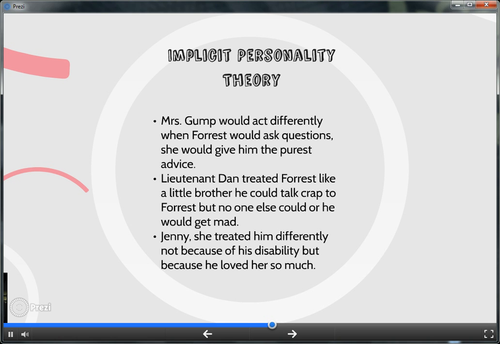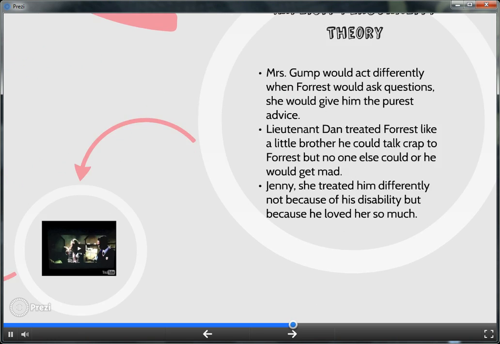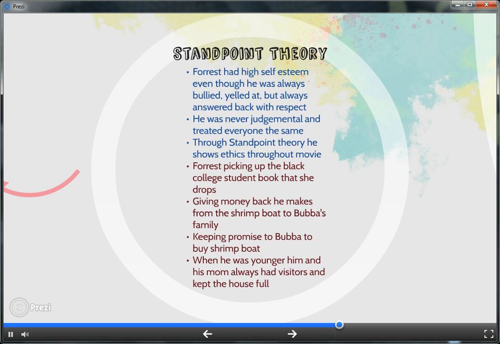Moving on to standpoint theory. Standpoint theory is yet another framework that seeks to explain how we interpret the behavior of others. The theory is relatively simple. We each see the world differently because we are each viewing it from a different position. Standpoint theory explains why people with different cultural backgrounds have different perceptions of others' behaviors.